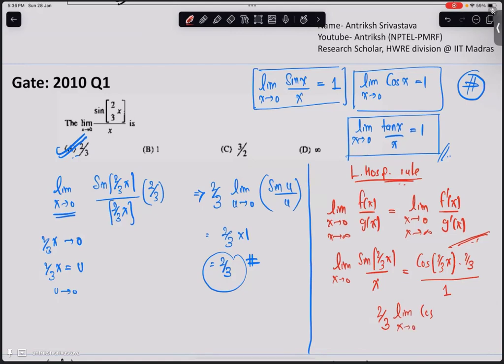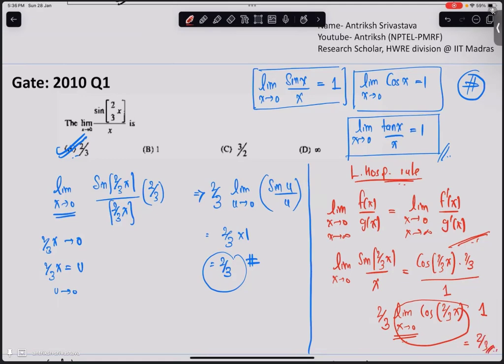X tends to 0, cos of 2 by 3x. Now, is this a difficult thing to solve? No, right? Because when the argument of the function cos tends to 0, then cos becomes 1. So we can simply replace this thing by 1 and we'll have the answer 2 by 3, right?